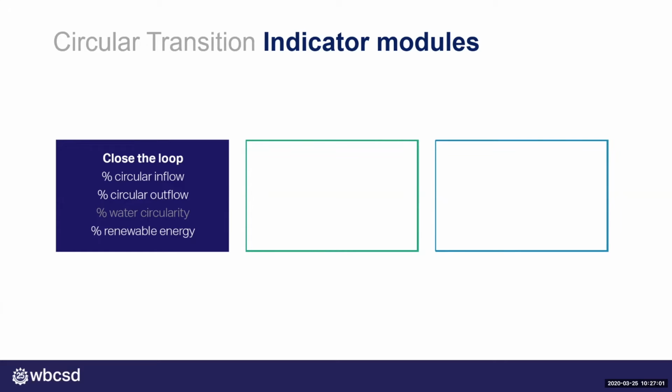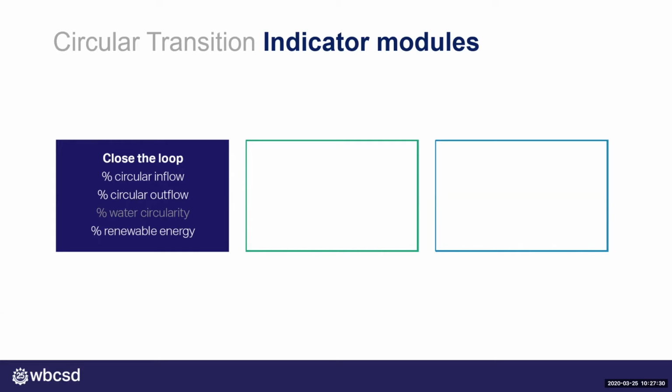Since water and renewable energy are an important part of a circular economy, we assess them in separate indicators, for which more details can be found in the CTI report, which can be downloaded from the CTI landing page. We consider this set of indicators as the essential base of the CTI, and we've grouped them together in the closing the loop indicator module.